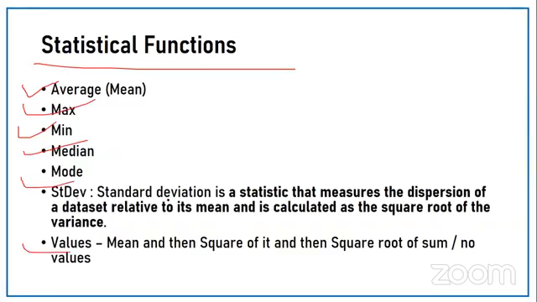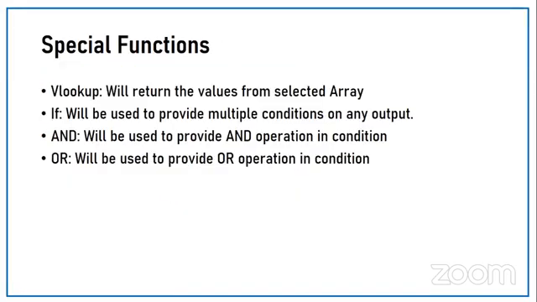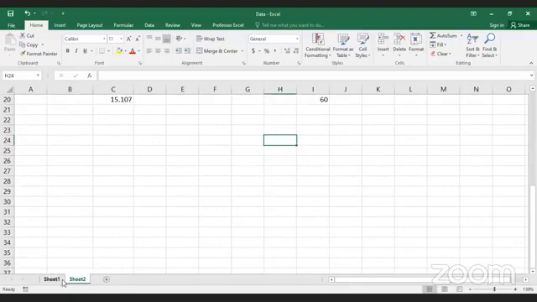Now values, mean, and then square it. Okay, done. Now there is an important thing I want to show that we will cover with other functions. So say for example, we have some students, right? We have some student values.